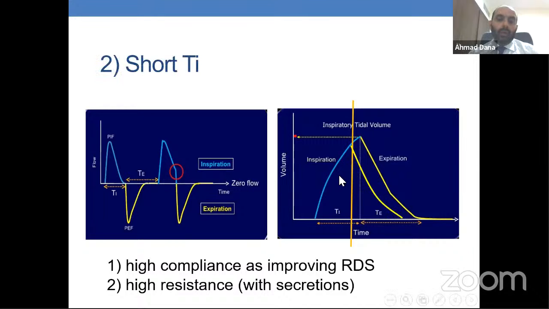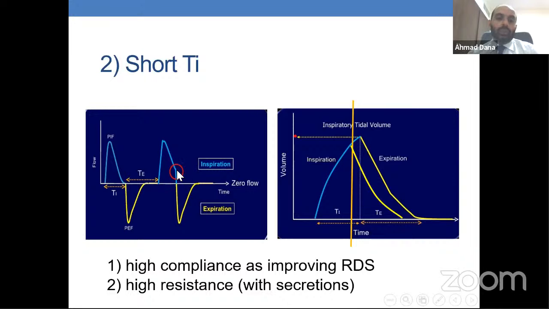Now, in case of short I time, we said we would give examples. If you have high compliance, as in improving ARDS, the flow wave will not reach the 0 here. And this means that you don't give enough I time. You don't give time to the ventilator to give the needed volume. You don't give time to ventilate the baby.